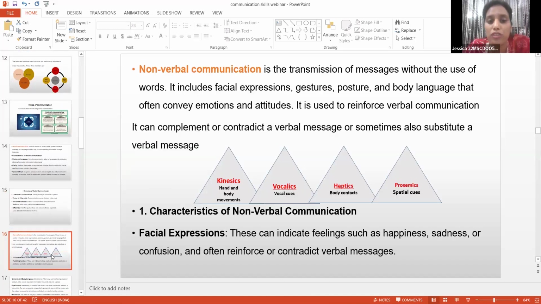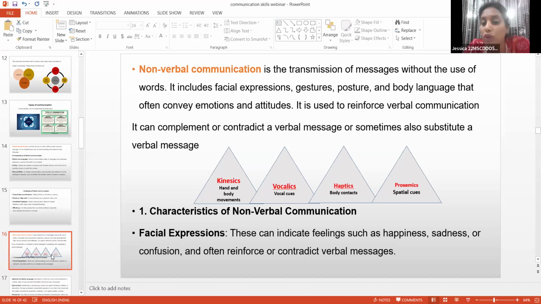Now, what is non-verbal communication? Non-verbal communication is the transmission of messages without the use of words. It includes facial expression, gestures, posture, and body language that often convey emotions and attitudes. It is used to reinforce verbal communication. Sometimes, if our body language does not match our verbal communication, our messages or our words may be misinterpreted. For example, if I am talking and I am not confident, and my body language shows that I am not confident, the patient would be confused. What is the doctor saying? Because non-verbal communication reinforces what I am saying. So verbal communication is reinforced by non-verbal communication.